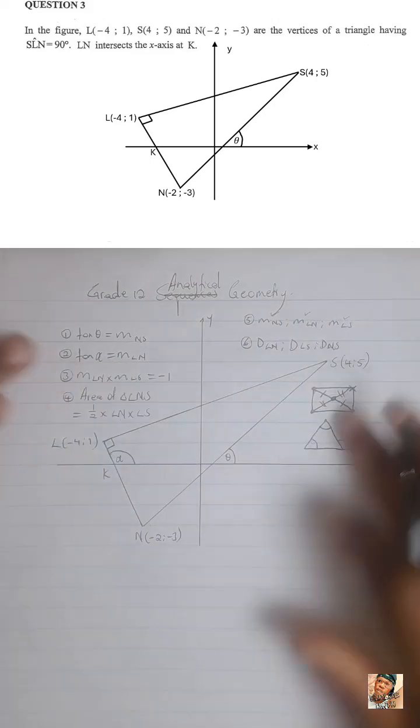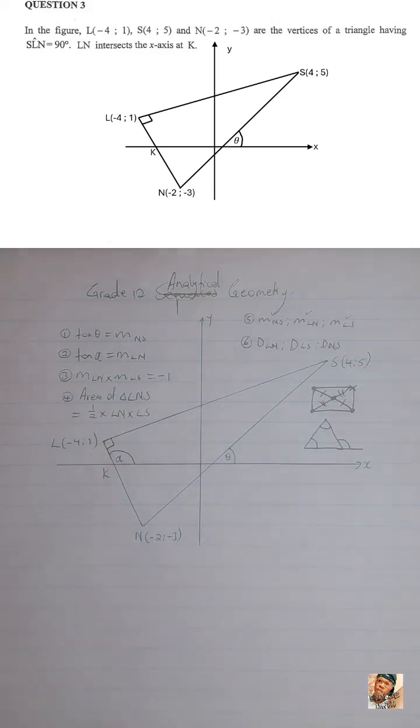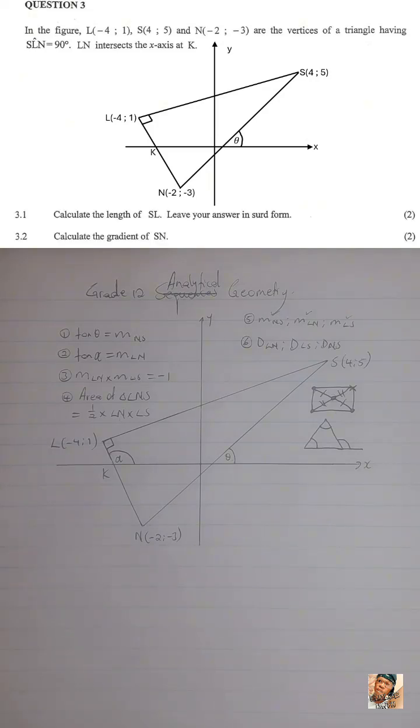So this that you see here is my full analysis, and these are the questions that you're going to expect to be asked in this question. All right, so now that we have done this, let us get into the questions. So the first question is 3.1, of course. It is saying calculate the length of SL.